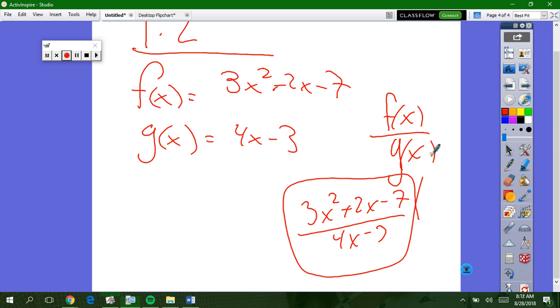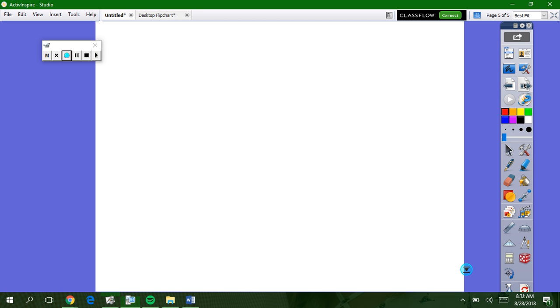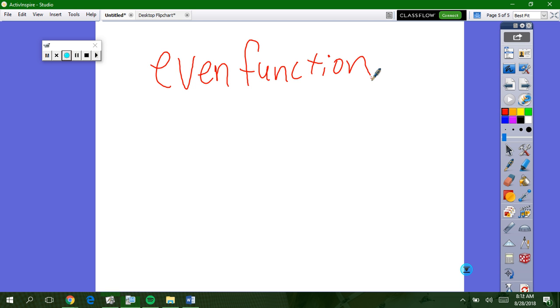Now, we're going to get into even and odd functions. So, even and odd functions. So, an even function does not have to do with its power being even.